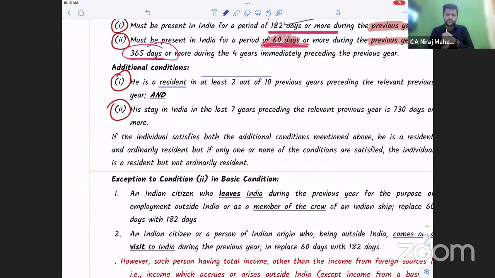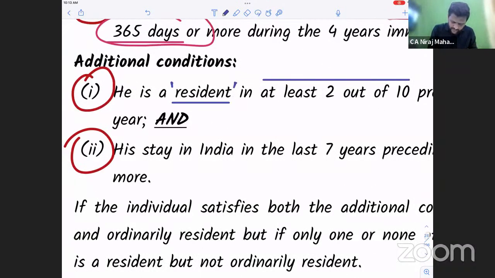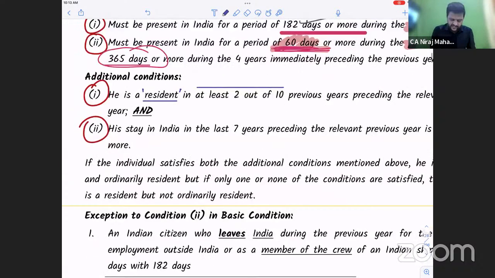Understand? Nitin understood? Mansi? Are we using the word ROR or RNOR here? No. We are using only the word resident. Clear or not? So we will not check additional conditions. We will check only basic conditions for the last 10 years. And if in the last 10 years he is resident for at least 2 years, we say additional condition number 1 is satisfied. Understood, or bouncer?